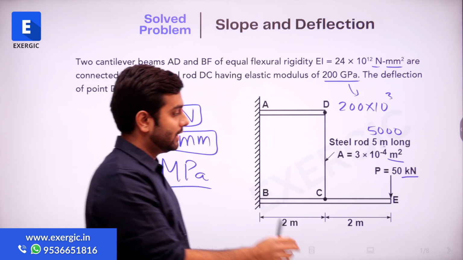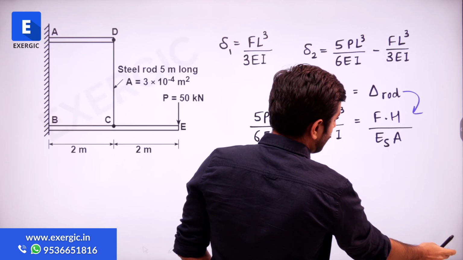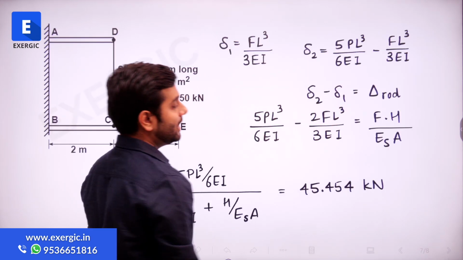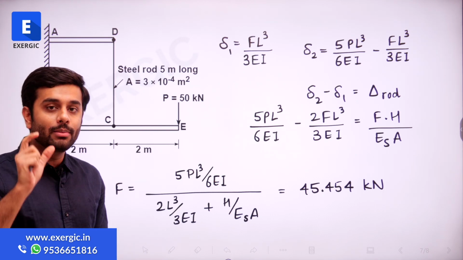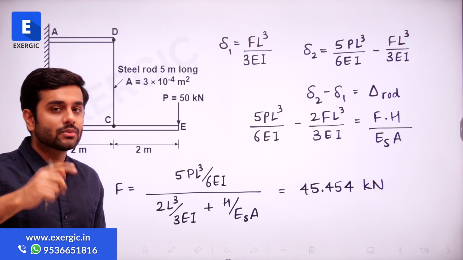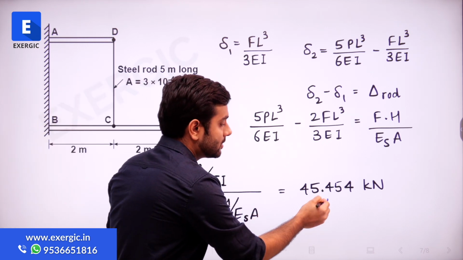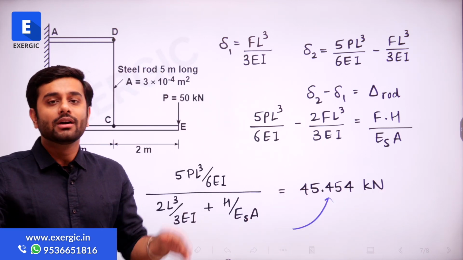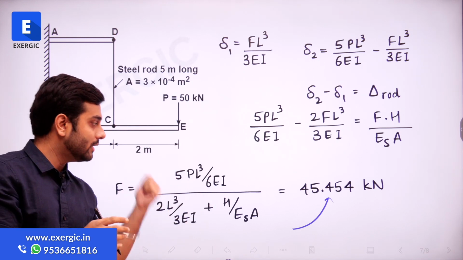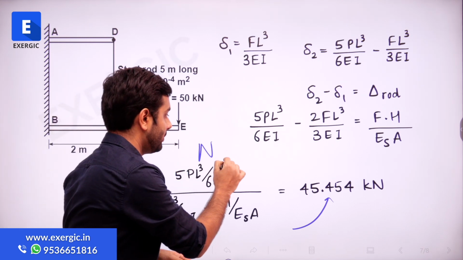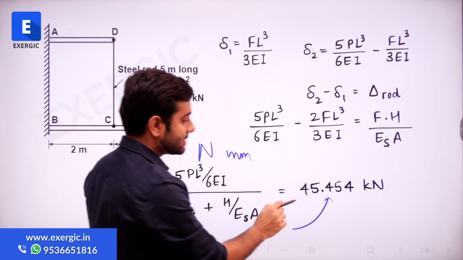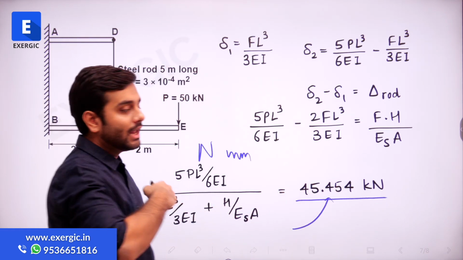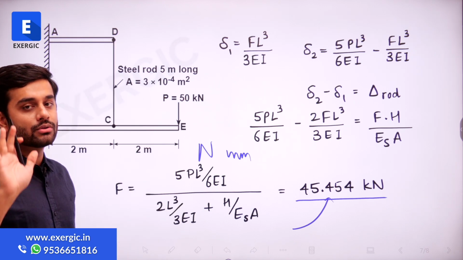And now you put the values. The answer you will get for the deflection will be in terms of mm. The answer you will get for force will be in terms of Newton, which you can convert. This is not the final answer that I have got. If you solve by putting all the values in terms of Newton and mm, you will get the answer in Newton. Convert that to kilonewton. This is the value of force that you will get. And now it is very easy. You have found out the value of force.